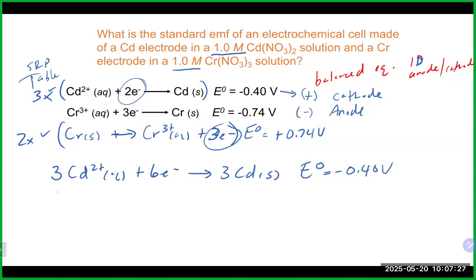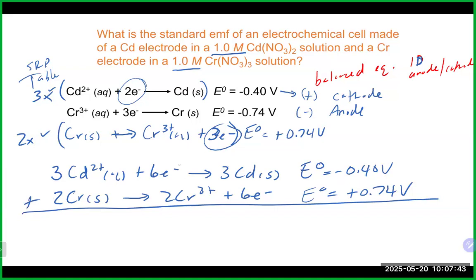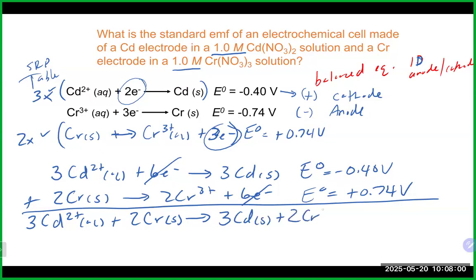Here we'll multiply the bottom there, giving us 2Cr solid. It goes to 2Cr3+ plus 6 electrons. Also multiplying does not affect the value here. So if we add them together, our electrons, like a normal redox reaction, should completely cancel out, giving us 3Cd2+ plus 2Cr solid goes to 3Cd solid and 2Cr3+ in this case, aqueous. This should be our balanced equation.